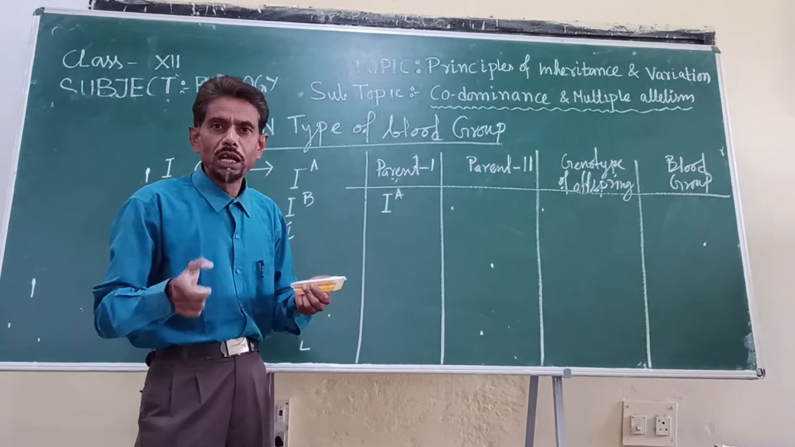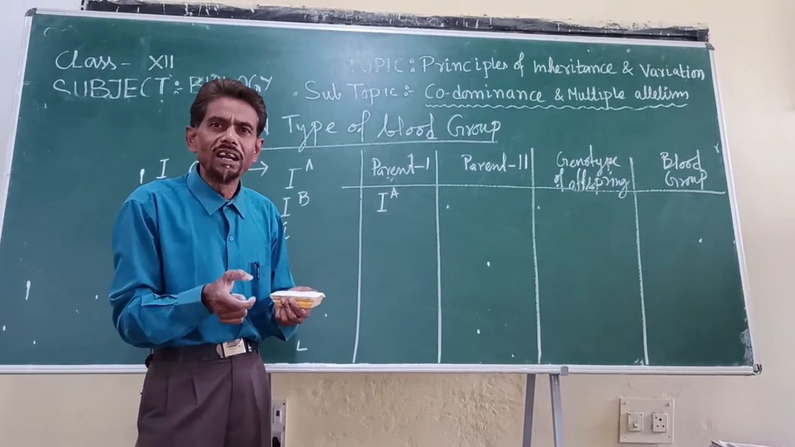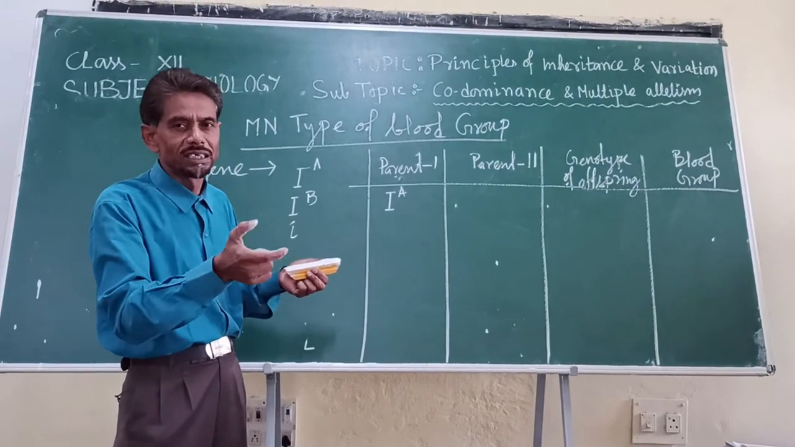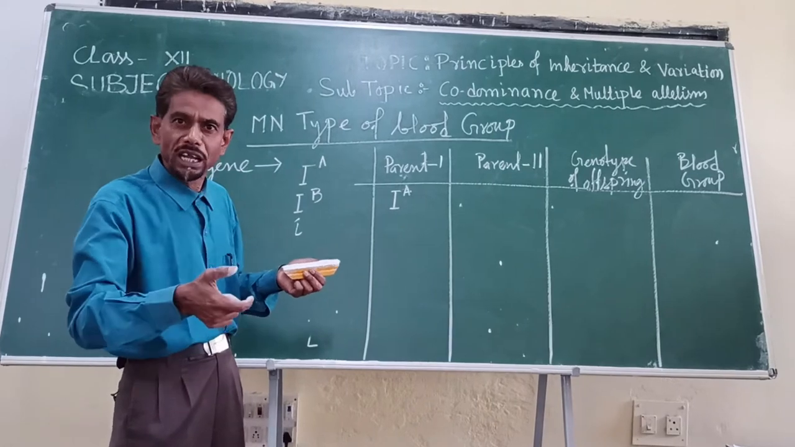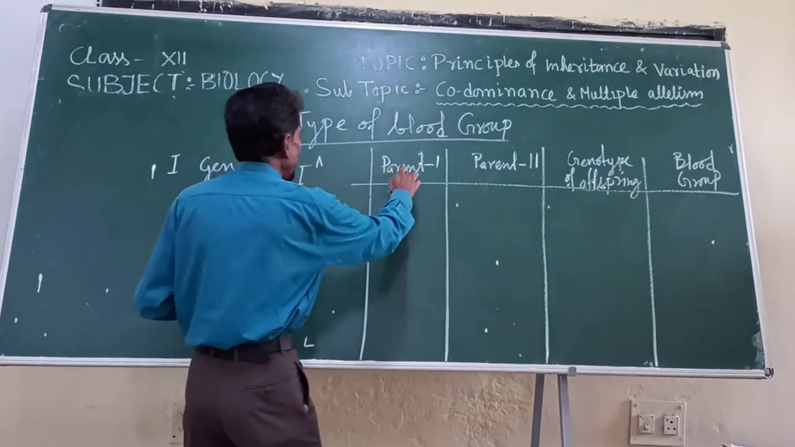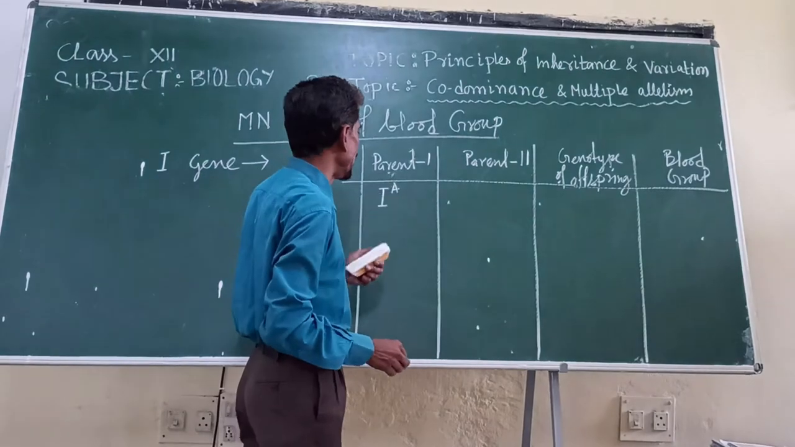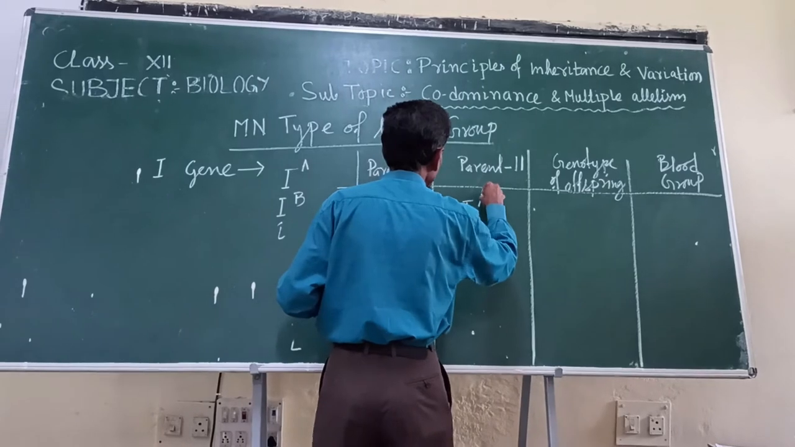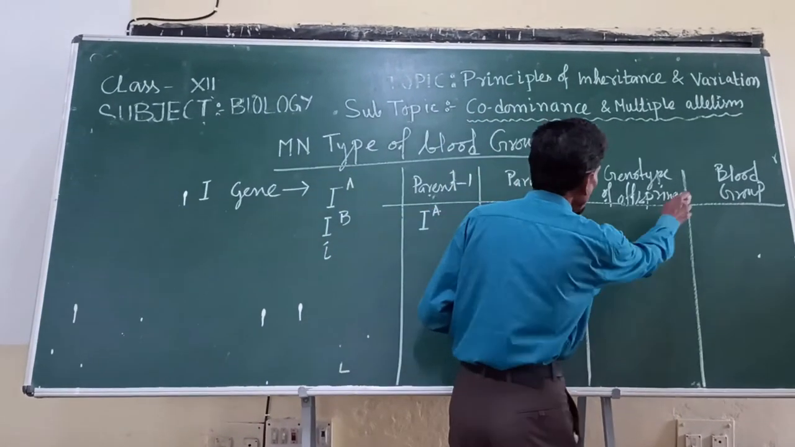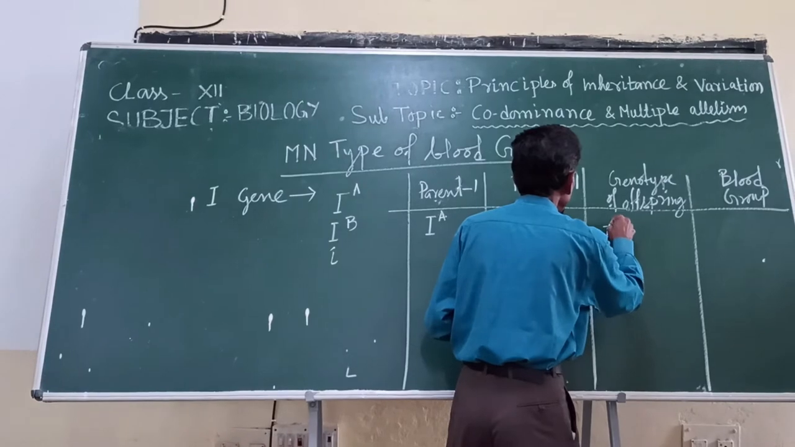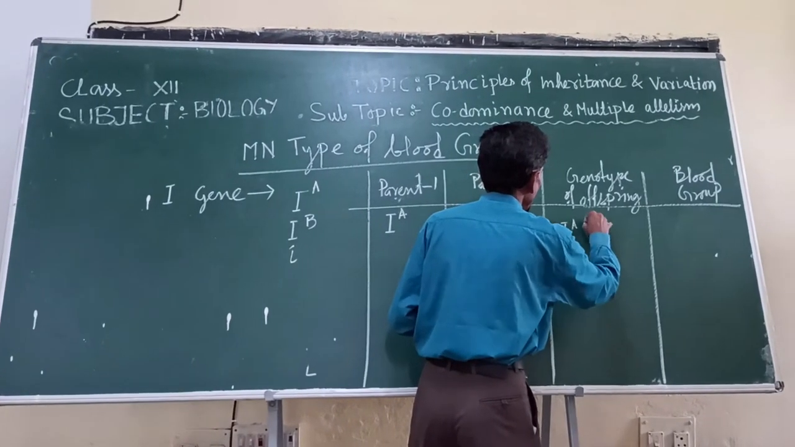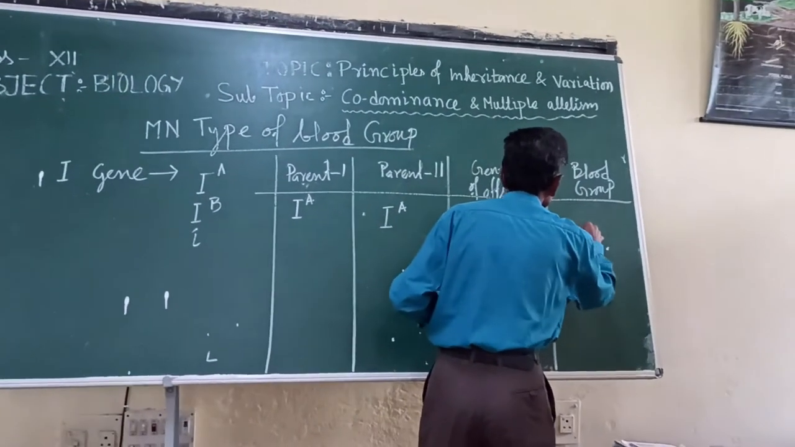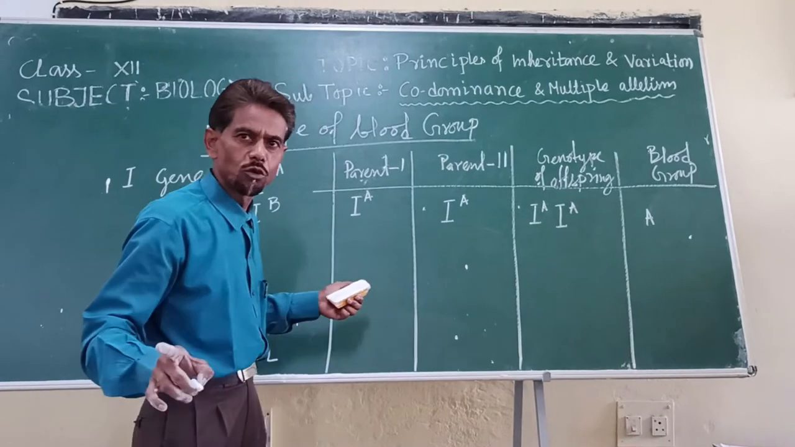Now, as we know, we are diploid, so only two alleles contributed by two different parents at a time will decide the progeny phenotype. So let us see that parent 1 is suppose contributing allele A, parent 2 also contributing allele A. So IA, IA, genotype of offspring is IA, IA. So what will be the blood group? A group. Blood group is A. Is that clear to you?